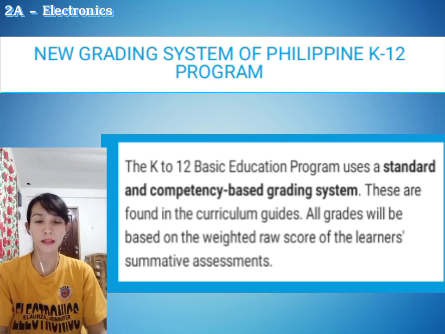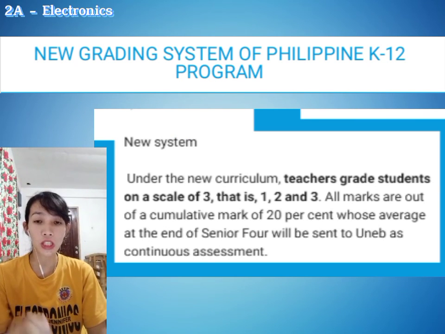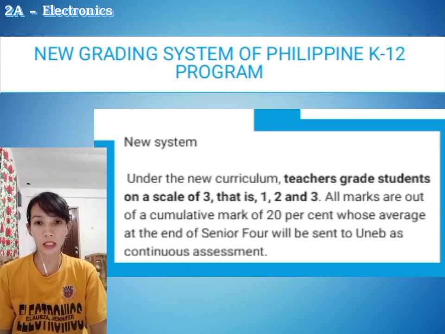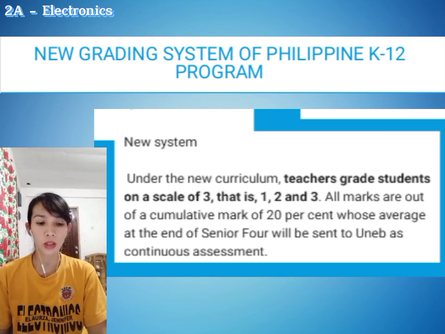Under the new system in the new curriculum, teachers grade students on a scale of 3, that is 1, 2, and 3. All marks are out of the cumulative mark of 20%, whose average at the end of Senior 4 will be sent to UNEB as continuous assessment.